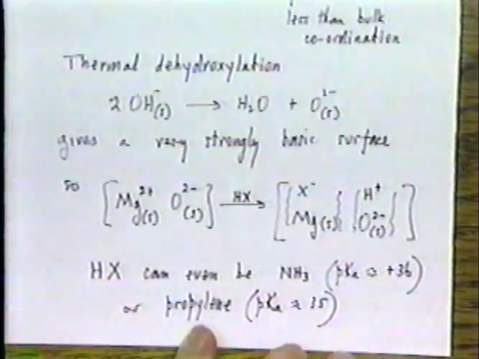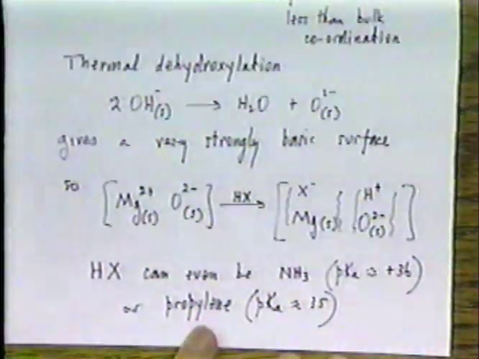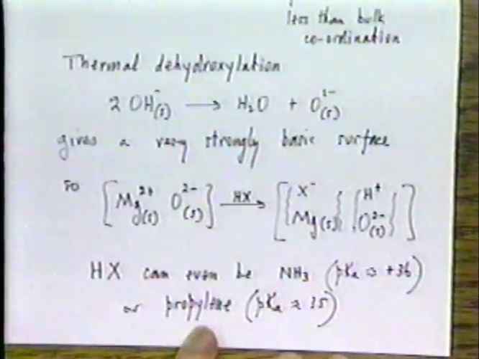The basic reaction is as indicated here. The basic strength of magnesium oxide is very considerable, and for instance it's even possible with a magnesium oxide surface, particularly if it's been dehydrated by thermal treatment, to pull a proton out of ammonia, and ammonia is hardly a strong acid, and it's possible to pull a proton out of propylene, which is also hardly a strong acid. So it's a very strong base.